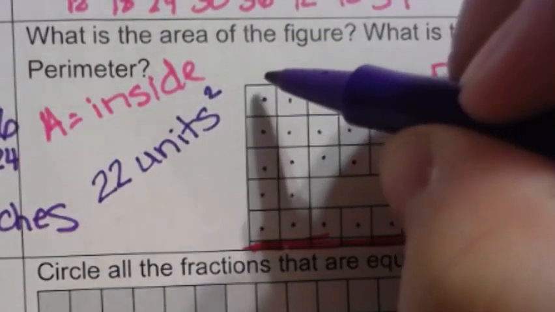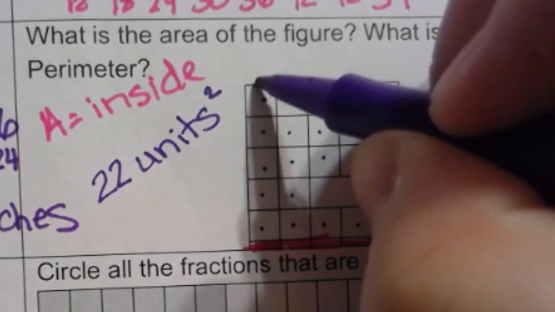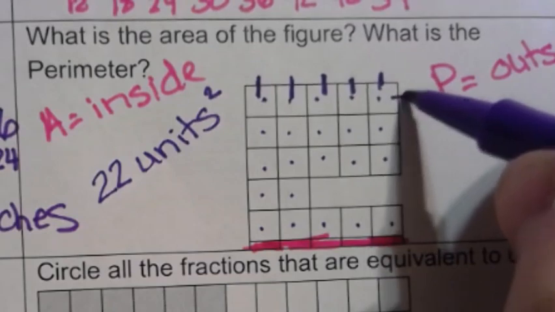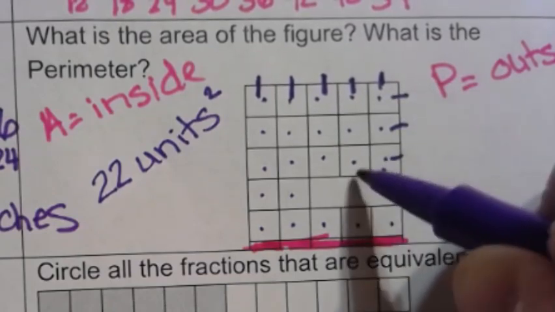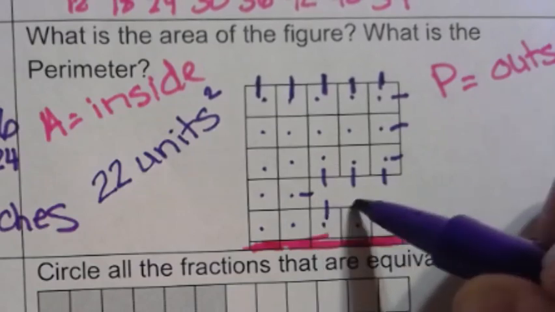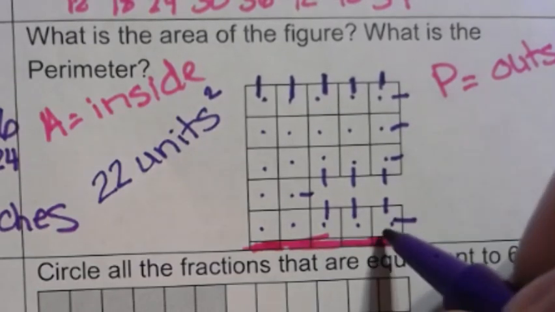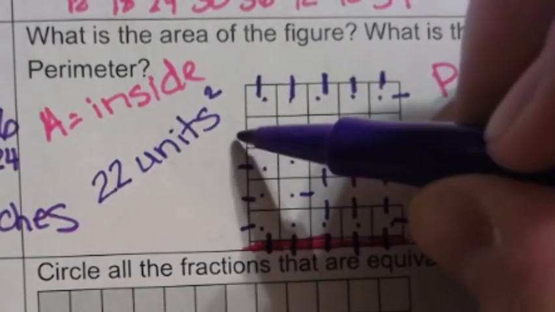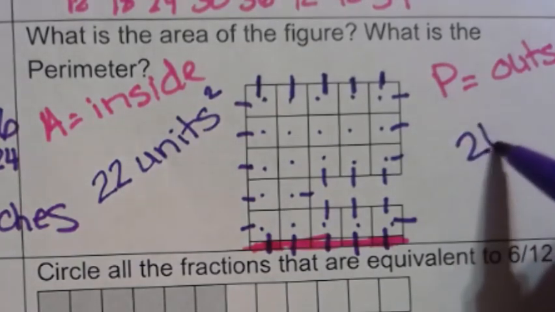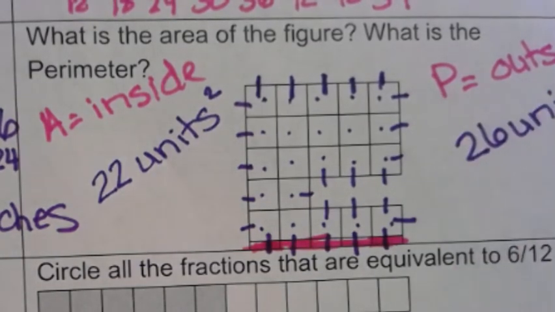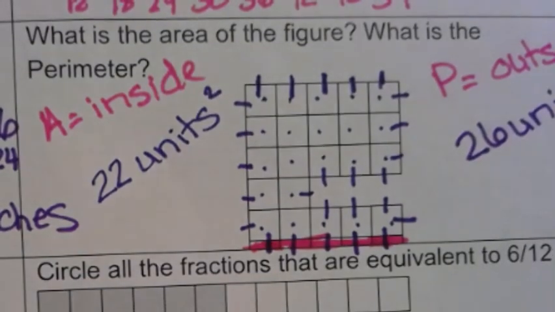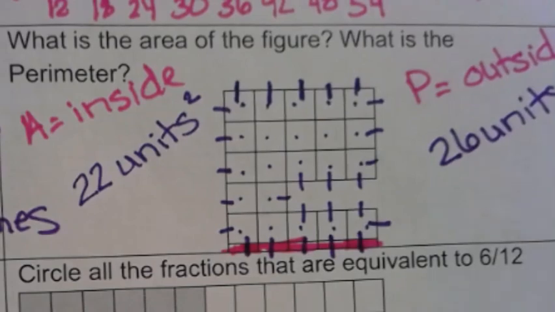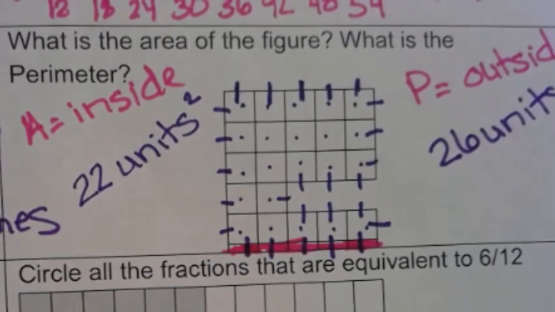Perimeter is the outside, and so on this one we need to figure out how much lumber we need. 1, 2, 3, 4, 5, 6, 7, 8, 9, 10, 11, 12, 13, 14, 15, 16, 17, 18, 19, 20, 21, 22, 23, 24, 25, 26. I need to go buy 26 units of lumber in order to build that fence. She draws the lines to know what you counted. That way you can check that you didn't miss any around the outside edges. You don't want to lose your spot.